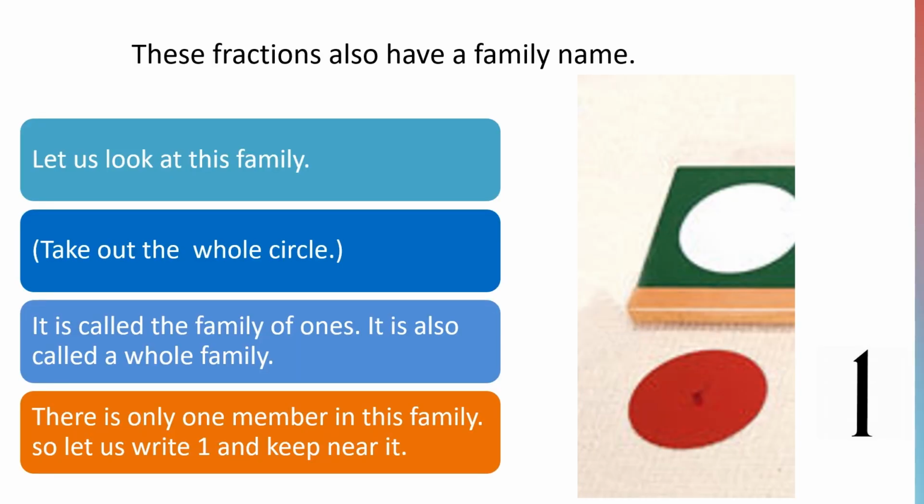These fractions also have a family name. Let us look at this family. Take out the whole circle. It is called the family of ones. It is also called a whole family. There is only one member in this family. So let us write 1 and keep near it.